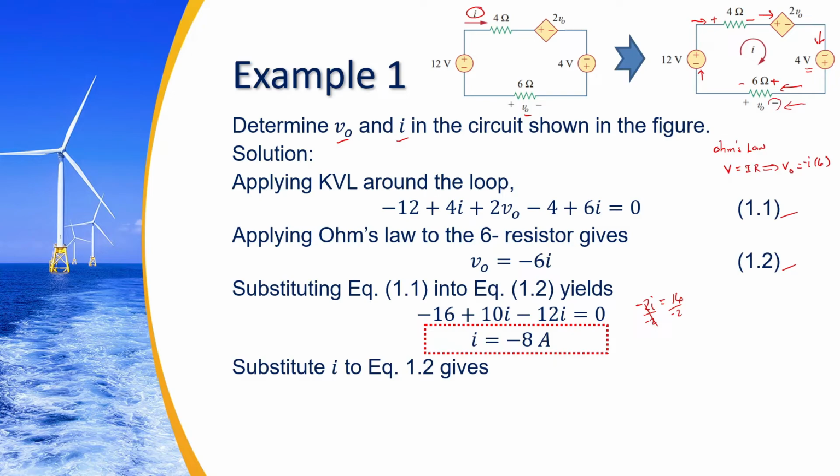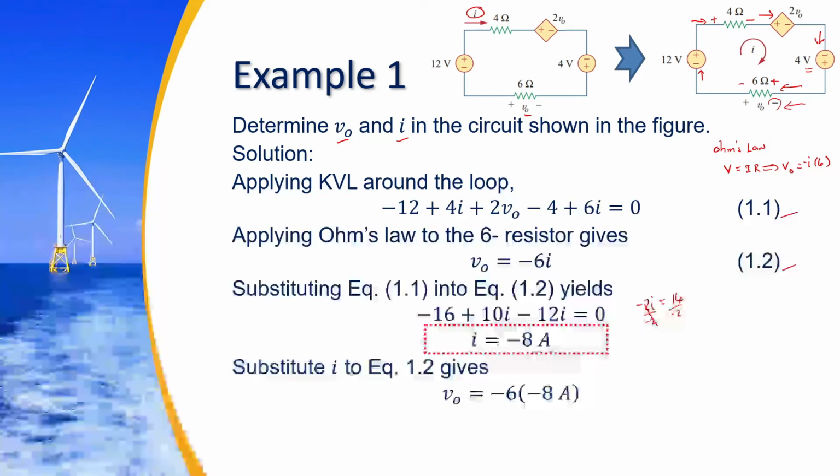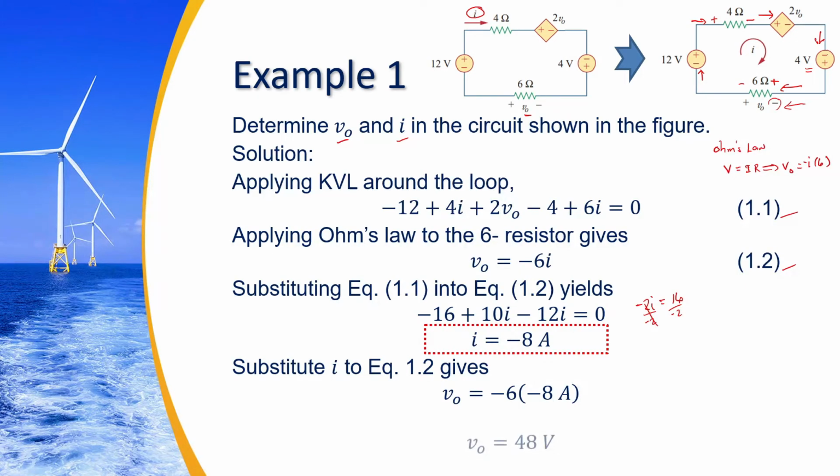Next, substitute I into equation 1.2. That gives this equation: VO is equal to negative 6 times negative 8 amp. Taking the product, it becomes 48 volts. Therefore, our VO is 48 volts.